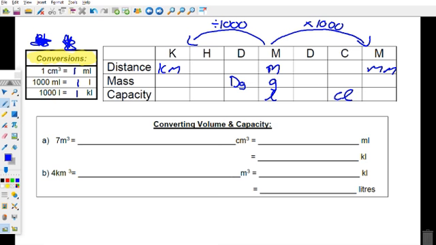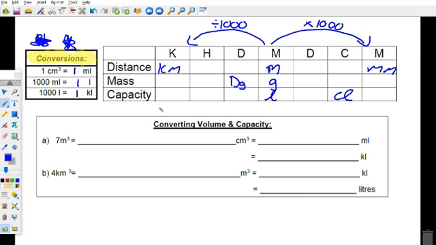Now there's a difference between volume and capacity. Capacity, its unit is liters. Volume is centimeters cubed or meters cubed. You have to know which one's which. So in your little conversion table, 1 centimeter cubed is equal to 1 milliliter. 1,000 milliliters is equal to 1 liter. Obviously, we've done that conversion before. And 1,000 liters is obviously equal to 1 kiloliter, because kilo means 1,000.